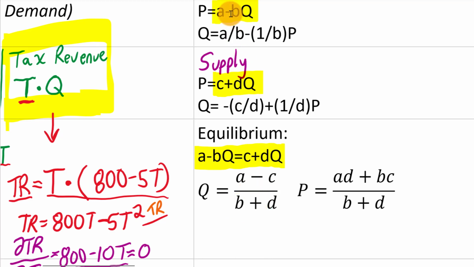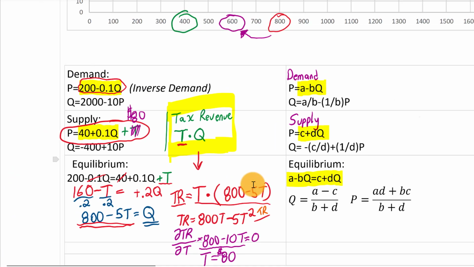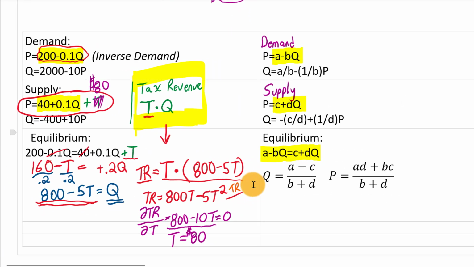Now again, since I have this written as minus B here, this is going to be the positive value of the slope here. Check that out with the particular example that we did over here, just to make sure it works. So Q equals A minus C. Well, we have 200 minus 40 on the top. And then we have the slopes added together, but we're going to make the minus 0.1 positive. So 0.1 plus 0.1. And what we're going to have here is that 160 divided by 0.2 that we had before, which is 800, right?